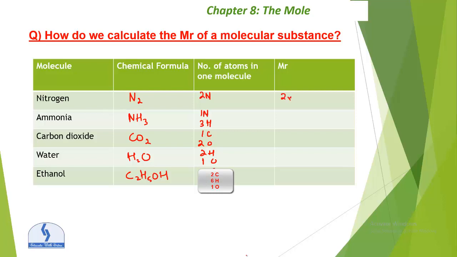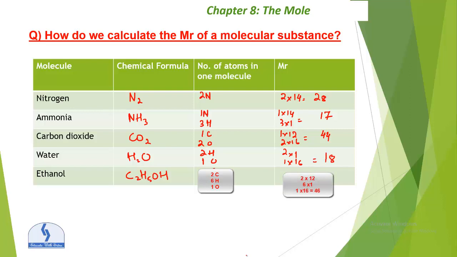is 2 multiplied by 14. The 14 is the atomic mass, so that will be equal to 28. Now for ammonia, 1 multiplied by 14 and 3 multiplied by 1, that will be equal to 17. For carbon dioxide, 1 multiplied by 12 and 2 multiplied by 16 is equal to 44. For water, 2 multiplied by 1 plus 1 multiplied by 16 is equal to 18.